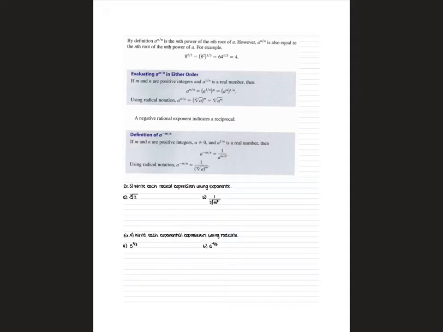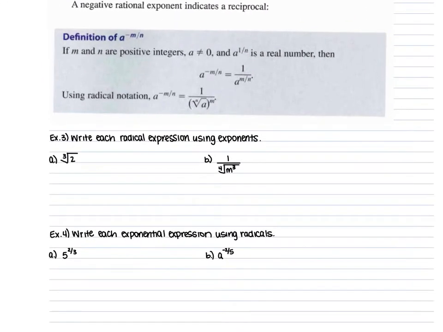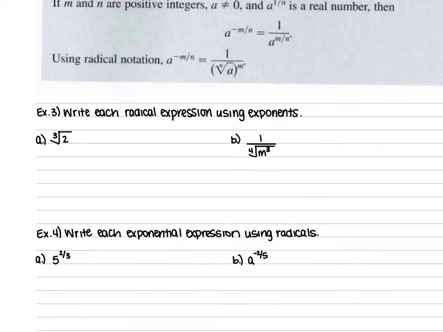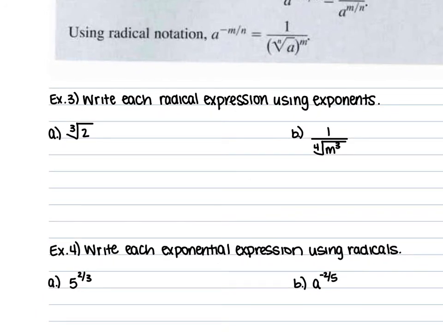The next part of your lesson just goes over rewriting these expressions. If it's in radical form, rewrite it using exponents. If it's in exponential form, rewrite it using radicals. If we look at example 3A, we are given the cube root of 2. This 2 is not raised to a power, so it has an invisible power of 1. So your index is your denominator, your power is your numerator. So this just gives us 2 to the power of 1/3.